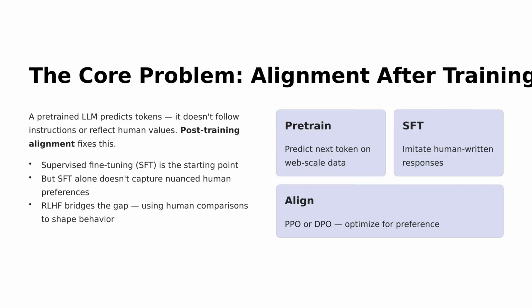The core challenge is alignment after training. A pre-trained language model is really just predicting the next token. So by itself, it doesn't truly follow instructions or reflect human values. We start with supervised fine-tuning, where the model learns from human-written examples, but that still misses subtle preferences. That's where RLHF comes in, using human comparisons to guide behavior. So the progression is pre-train, then SFT, then align with methods like PPO or DPO.